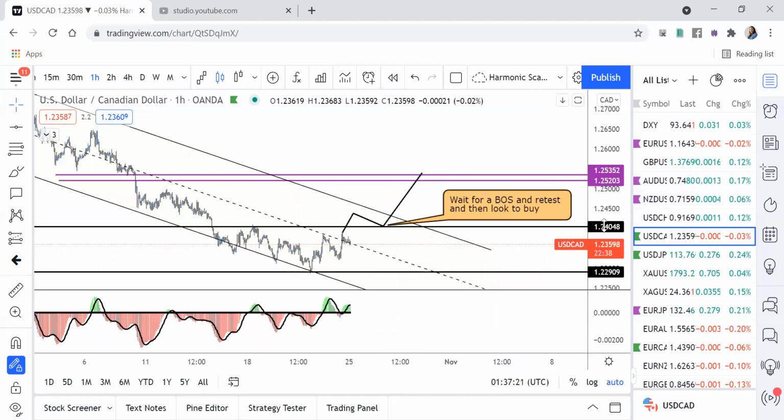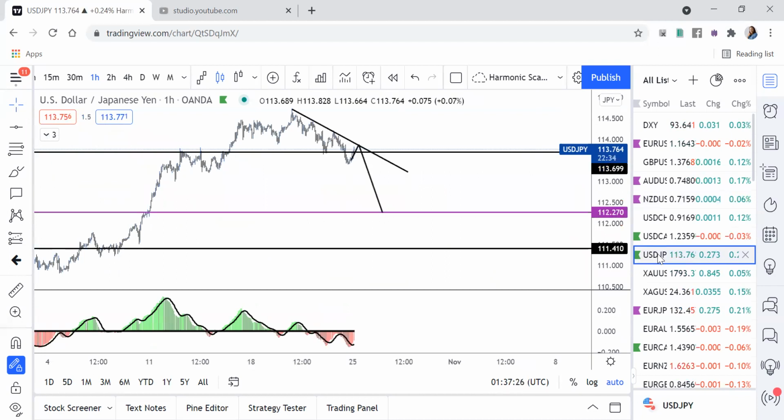Okay, so that's USD CAD. No, USD JPY. Let's look at these JPYs for a bit.